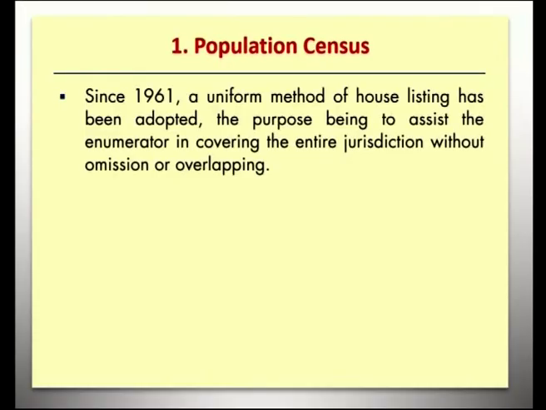Since 1961, a uniform method of house listing has been adopted. That is, the people will go to each and every house and count the number of people in each house. So, this kind of house listing was adopted, the purpose being to assist the enumerator in covering the entire jurisdiction without omission or overlapping.